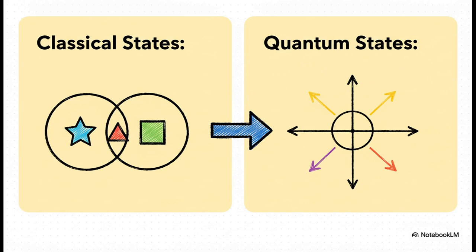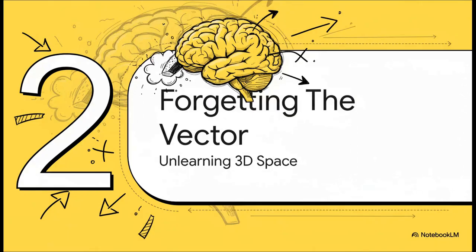This is so important because it allows quantum states to be combined, to overlap, to interfere with each other in ways that are just impossible in our classical world. Now, to really get this, we have to do something that's going to feel a little weird. We need to take a concept we all think we know really well and just unlearn it, to make room for a new, way more powerful idea.